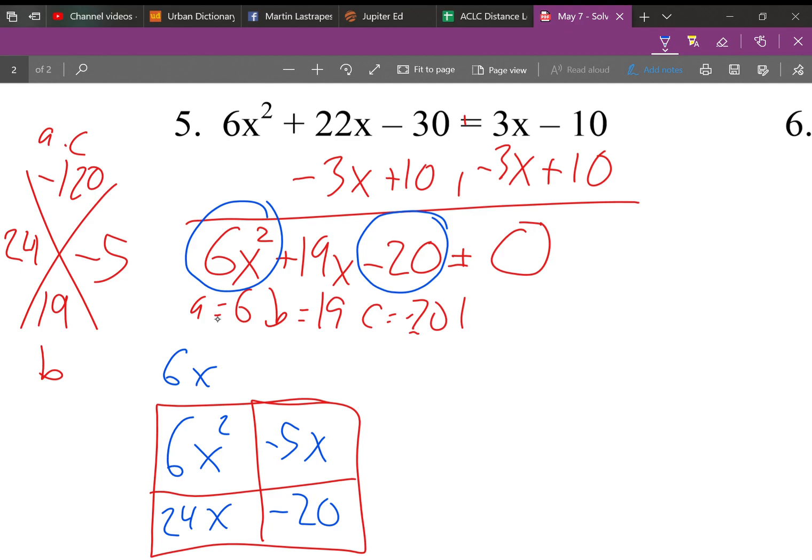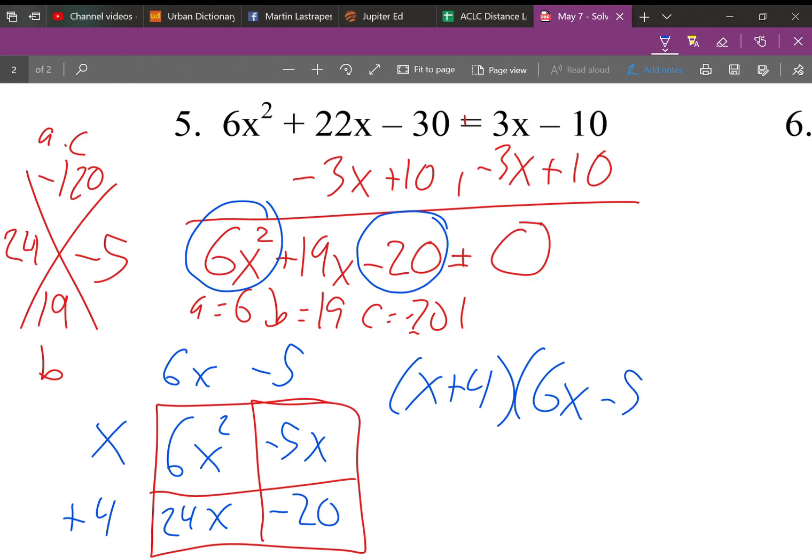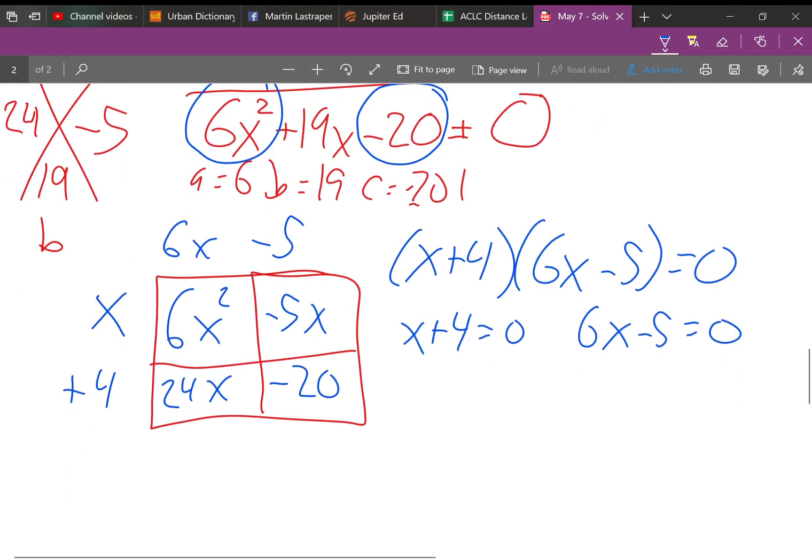Anyway, now that I know this is 6x, this has to be x here. To turn x into negative 5x, I need negative 5. And to turn 6x into 24x, I need positive 4. And so all of that together means my factored form is x plus 4 times 6x minus 5 equals 0. Now, since it's equal to 0, we use the zero product property. x plus 4 equals 0, and 6x minus 5 equals 0. They're two separate equations, and we do need to solve them both separately.